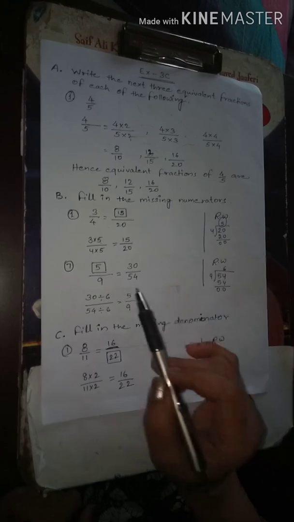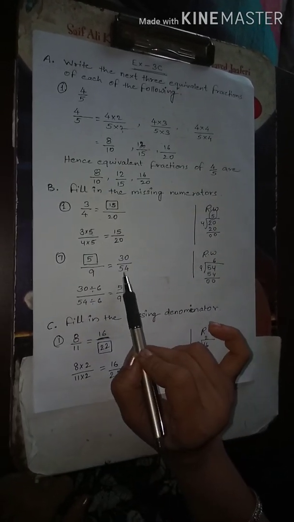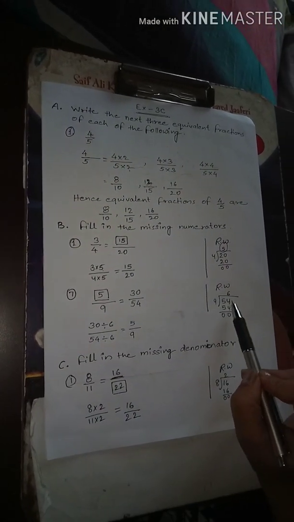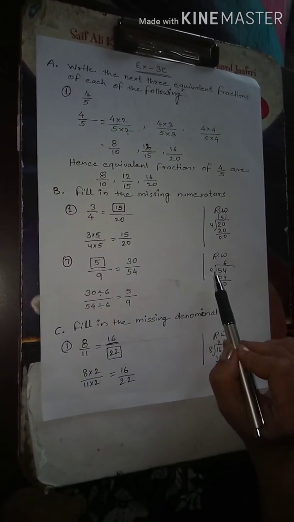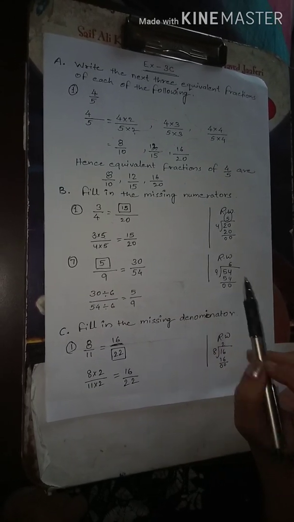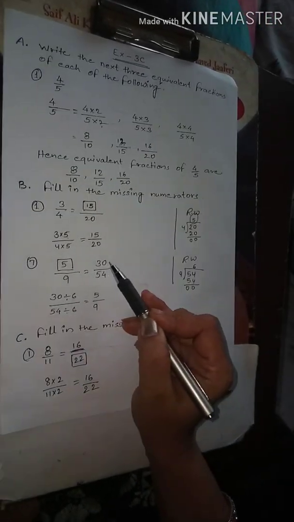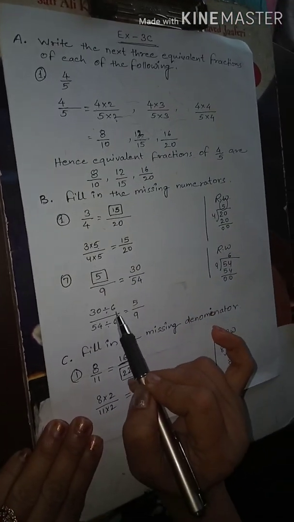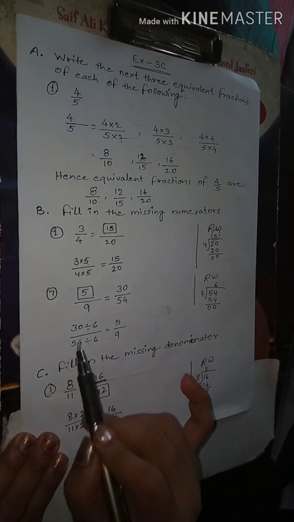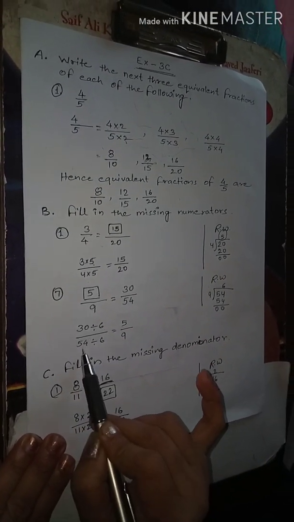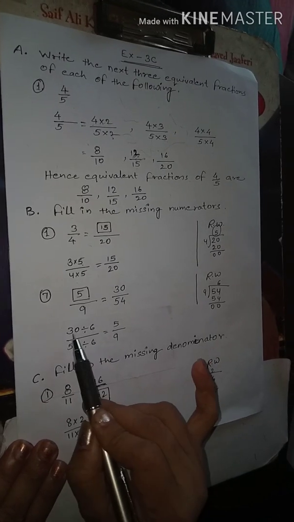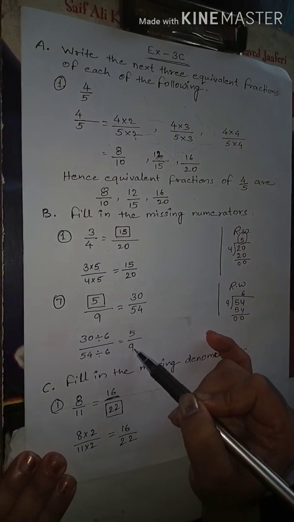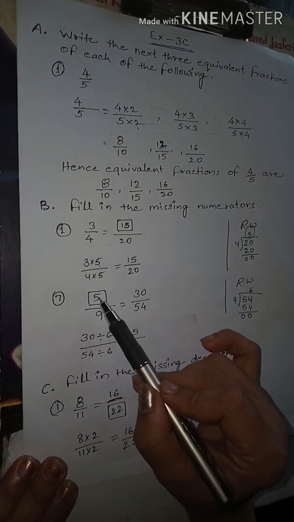Next, question number 7. Look at the question. To get denominator 9, 54 is divided by which number? So first you divide 54 by 9. 9 6s are 54. So here both numerator and denominator we will divide by the same number, means we will divide by 6. So 30 divided by 6, 54 divided by 6. 6 5s are 30 and 6 9s are 54. So 5 by 9 and the missing numerator is 5.